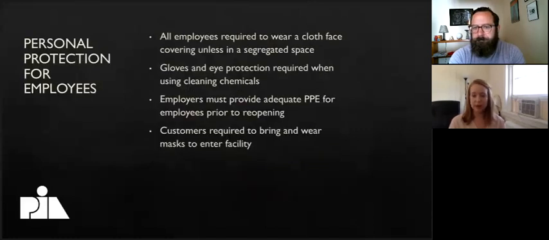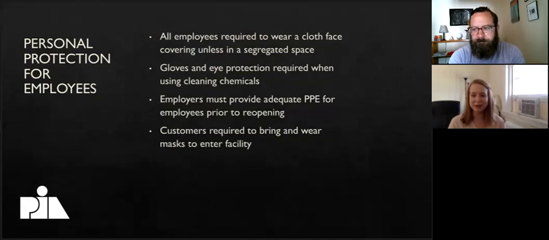So in Connecticut, but likely this is something I expect will come up in New York and New Jersey as well, employees are required to wear face coverings unless doing so would be contrary to his or her health or safety. Key is discomfort is not a health or safety reason. Just not liking a face mask is not a reason to get out of wearing one.